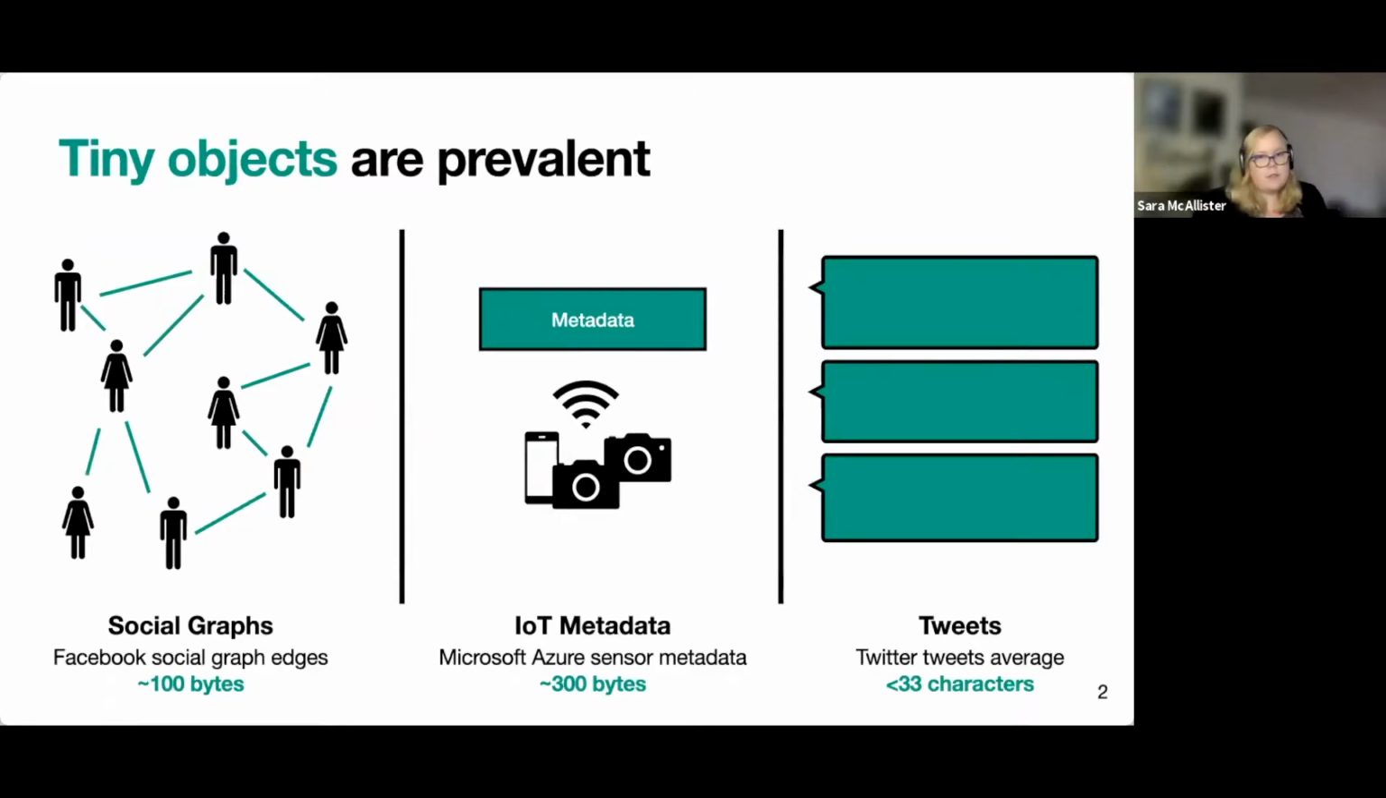The reason we're focused on tiny objects is because they're prevalent and they're an underserved use case. So where do we see tiny objects? Well, tiny objects are apparent in the social graph, such as Facebook's social graph, which has edges that average around 100 bytes that connect any friends or any posts people make. We also see tiny objects in IoT metadata. For example, at Microsoft Azure, all sensor metadata averages around 300 bytes. And then we also see it in things like tweets or other text data. For instance, Twitter tweets average less than 33 characters.